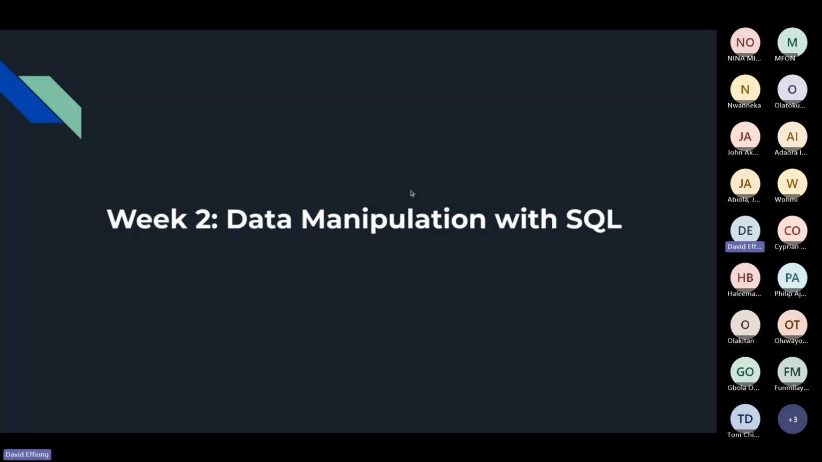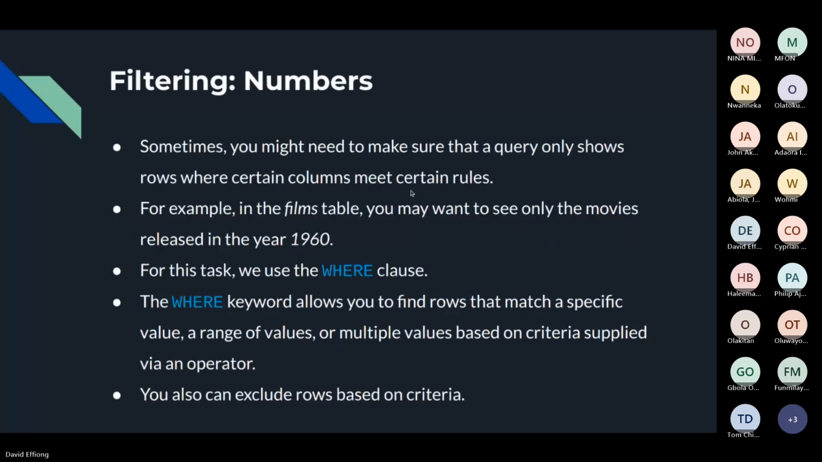So with this, it's data manipulation with SQL, where you actually start to manipulate the data. The first thing we're looking at is how to filter, and we're filtering numbers here. Sometimes you may want your query to only show rows that meet a particular criteria. What we've been doing so far, when we select, it shows us all the records, everything. But sometimes you may just want to view the records that meet a particular criteria or some rule. That's where filtering comes in. A practical example is maybe you want to view all the movies that came out in the year 1960, or all the movies that came out in 2020.